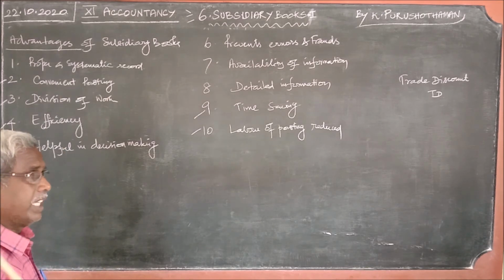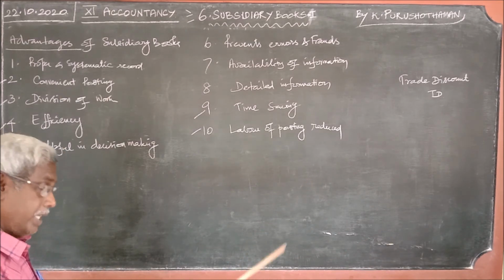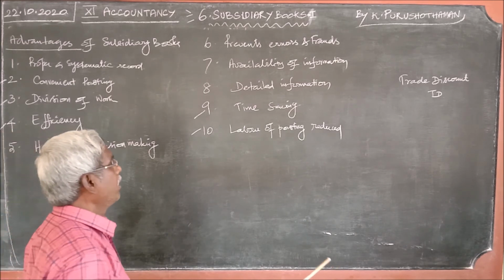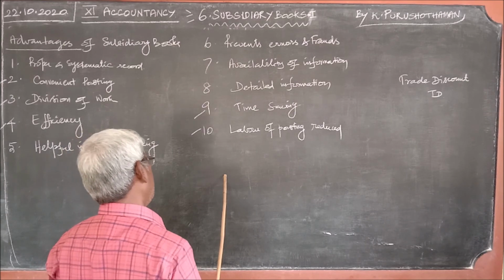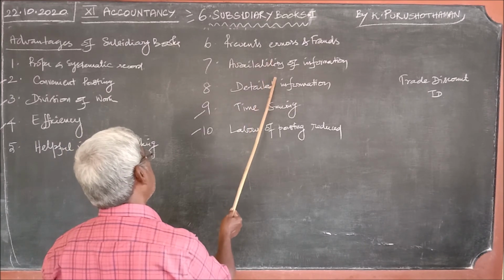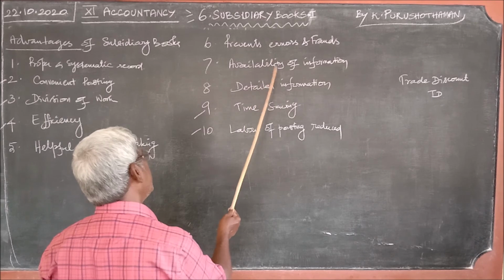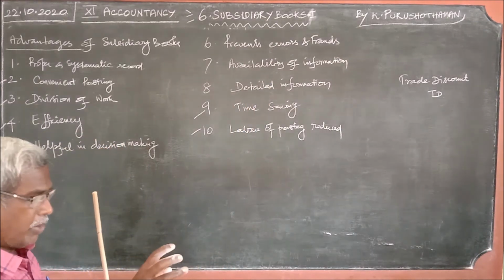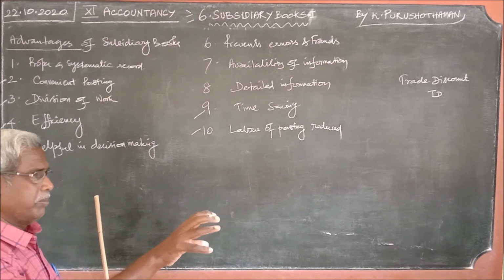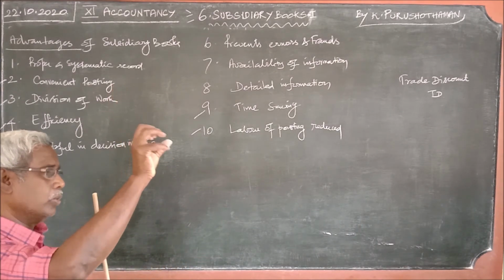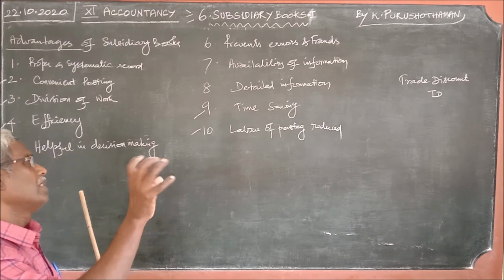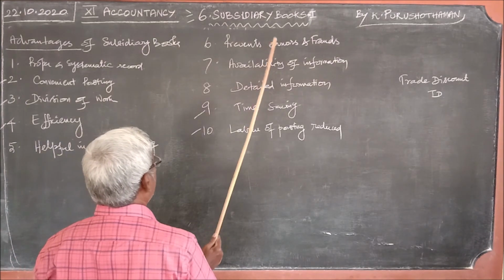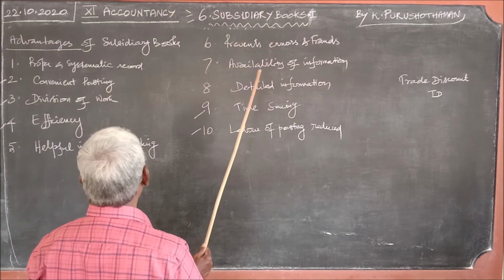Whereas in the case of journals, we should write date-wise and find the total, and therefore the information will not be easy. So getting the information is easy, and also it will be in detail. So much sales have been made, so much purchases have been made, so much amount of goods have been returned. All these things we can get in detail. Therefore, information we can get easily, and detailed information is available.